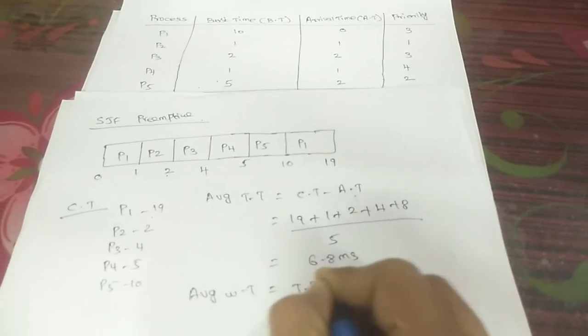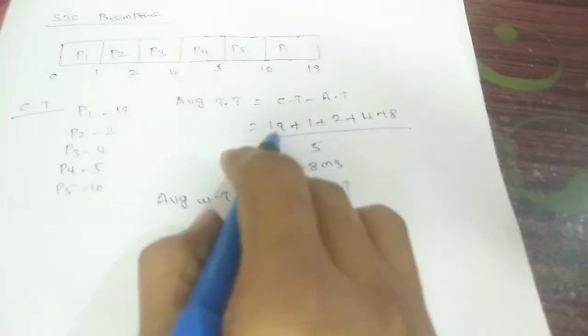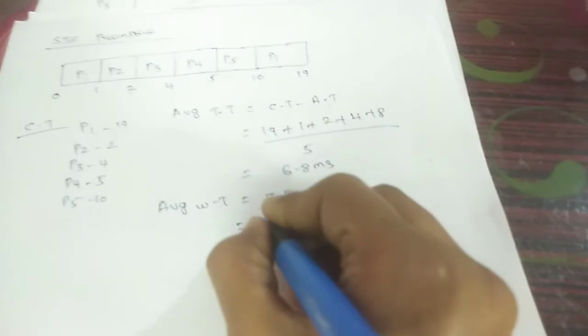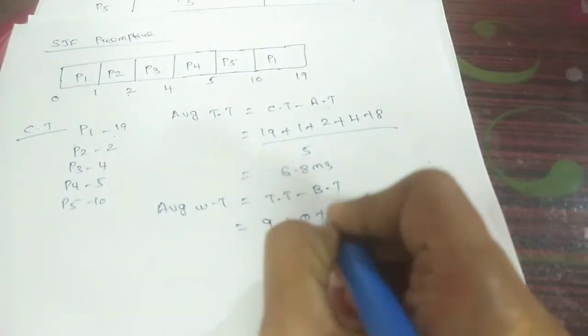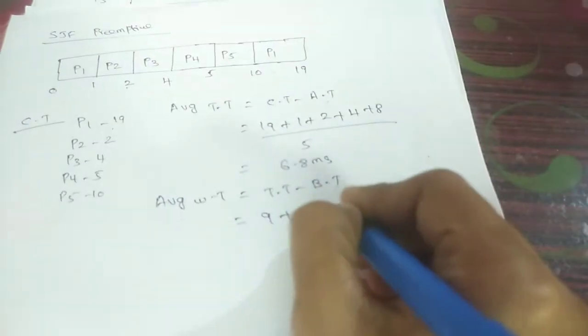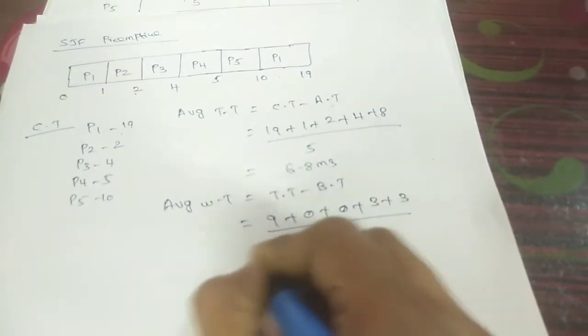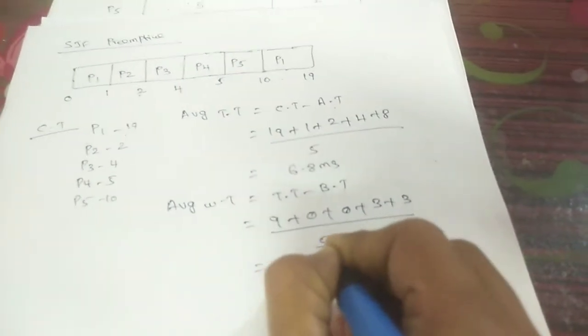Next, average waiting time. Formula is TT minus BT, turnaround time minus burst time. TT is 19 for process P1. Burst time is 10. So 9. 1 minus 1, 0. 2 minus 2, 0. 4 minus 1, 3. 8 minus 5, 3. Divided by 5, 3 milliseconds.